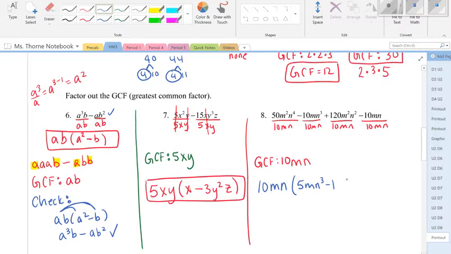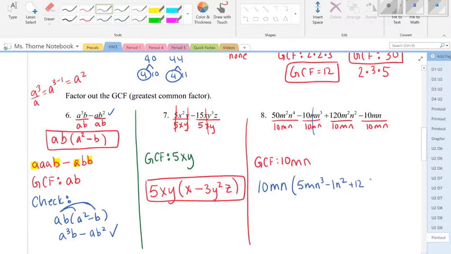Do you really need to write the 1? No, but we're going to just leave it there for now. M over m is going to cancel out. N cubed over n is n squared. Then we have 120 divided by 10, which is 12. So plus 12, because it's positive.